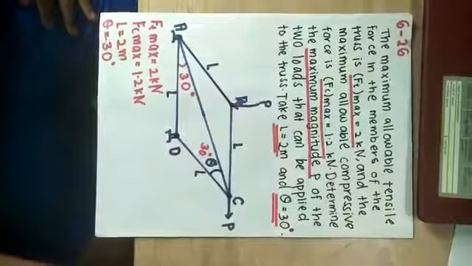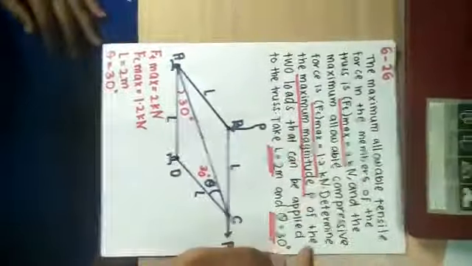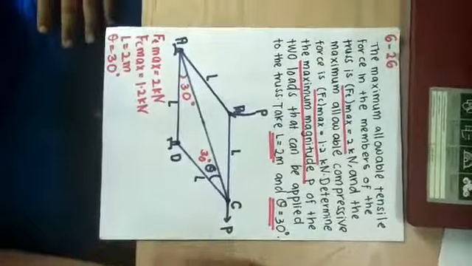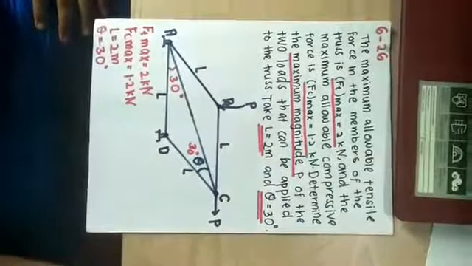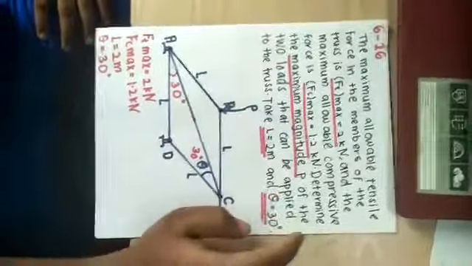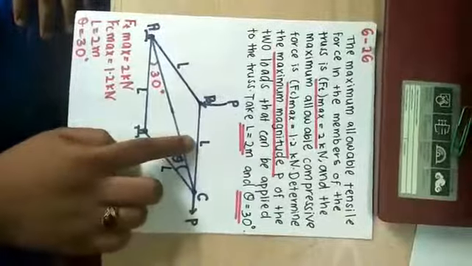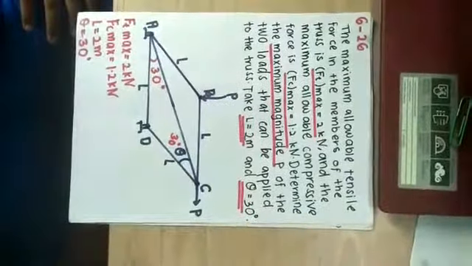The maximum allowable force in the members of the truss is force tension max equal to 2 kN, and the maximum allowable compressive force is force compressive max equal to 1.2 kN. Determine the maximum magnitude P of the two loads that can be applied to the truss. Take L equal to 2 meters and theta is 30 degrees.